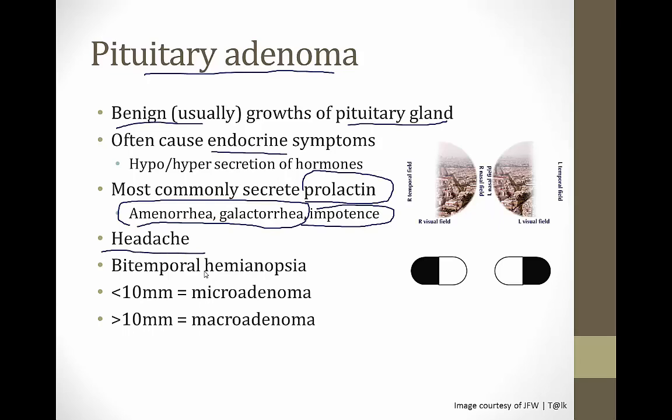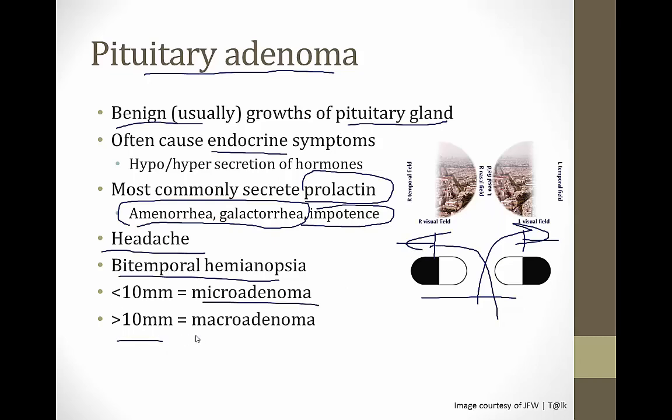And then the classic eye finding of a pituitary adenoma is bitemporal hemianopsia, so that's what I've drawn over here. Basically you cannot see in the outer portion of both of your eyes, and the outer portion is near the temples, therefore it's called bitemporal hemianopsia. And I always remember this by thinking of a tumor just pushing those black parts of the visual field out to the side. When they're smaller than 10 millimeters, they're called a microadenoma. When they're bigger than 10 millimeters, they're called a macroadenoma, and the management of micro and macroadenomas is different.